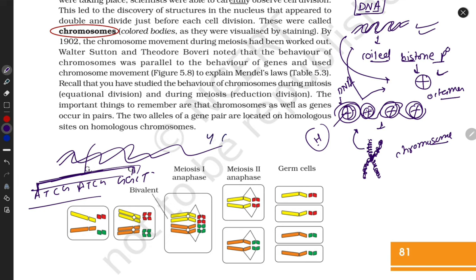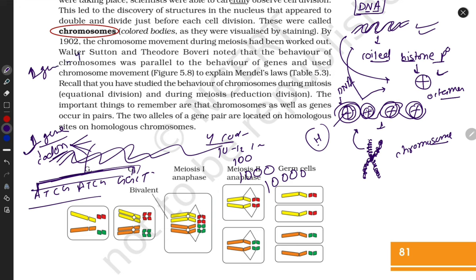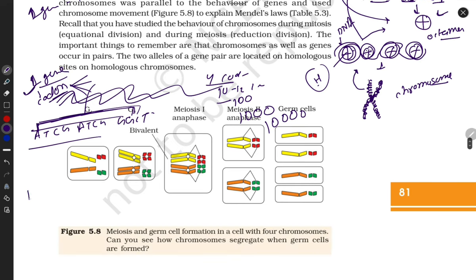It may be made up of 4 codons. It may be made up of 10 to 12 codons. It may be made up of 100 codons. It may be made of 1000, 10,000 codons. So one gene is made up of codons, guys, and the codons may vary in number. One gene can be made with 4 codons, with 10 to 12 codons, with 100 codons, according to what type of character they control. Assume, I am giving an example, like we know the pea plant, tall height and dwarf height.